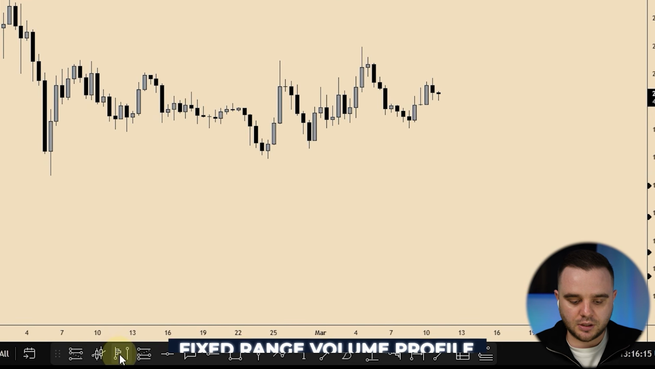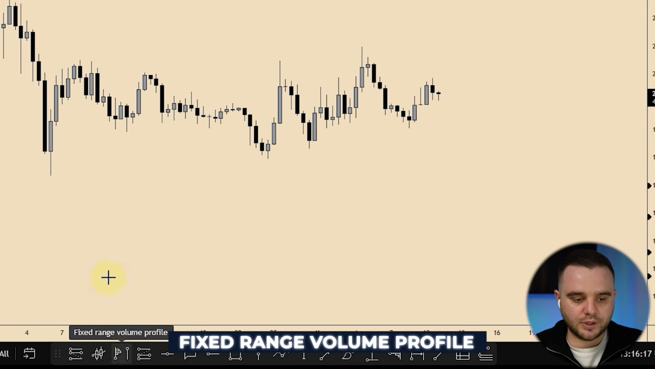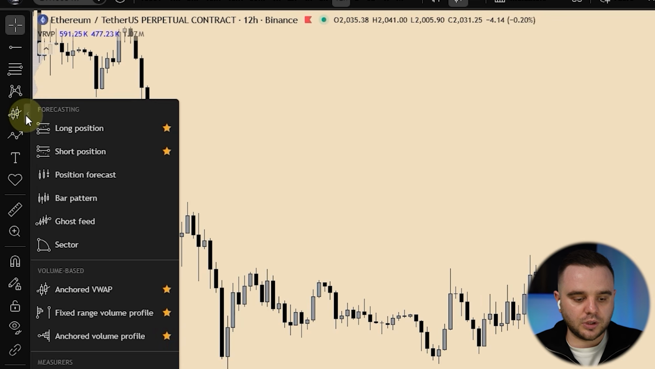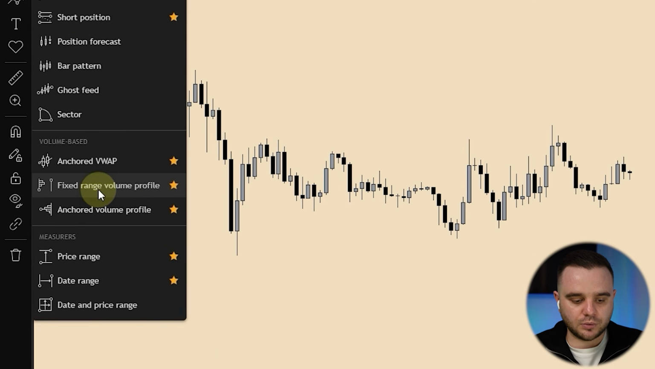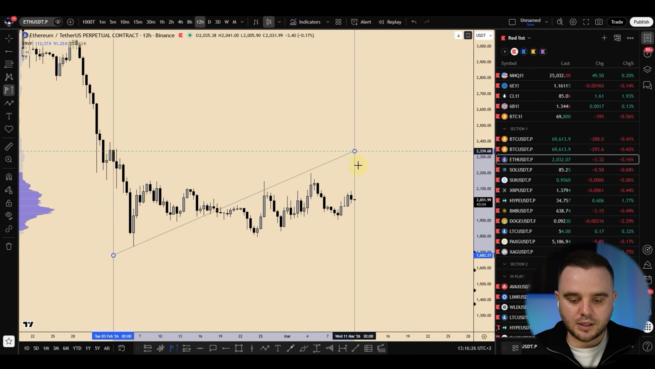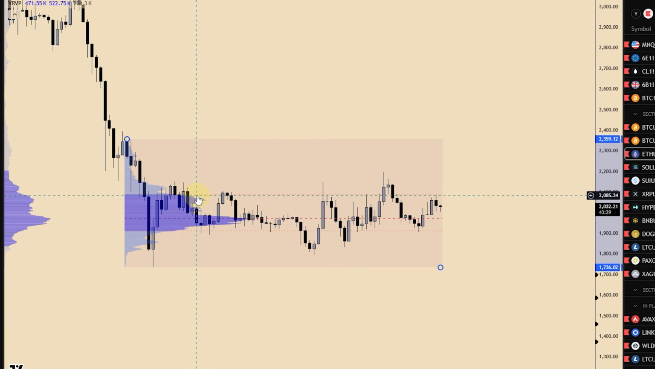It's really simple. Here, as you can see, fixed range volume profile, or you go here to forecast and that would be fixed range volume profile. You choose where to build it, and after that it shows you where volume builds up.